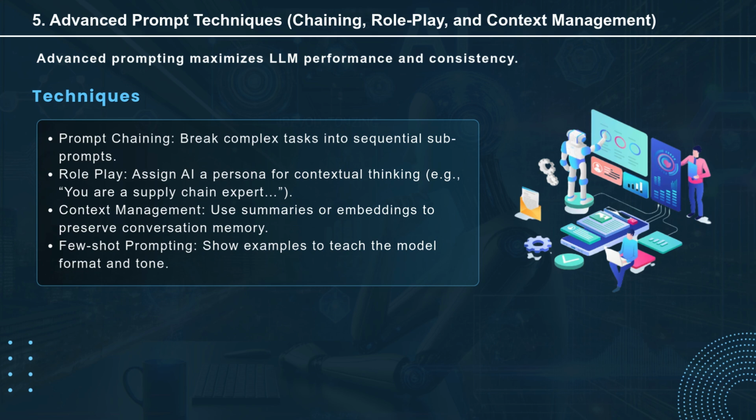Prompt chaining: break a complex task into smaller steps for better clarity and control. Role play: assign the AI an expert persona to improve contextual thinking. Context management: use summaries or key points to help the model remember long conversations. Few-shot prompting: provide examples so the model understands the expected format and tone. Emphasize that these advanced techniques significantly enhance model performance in real-world tasks.